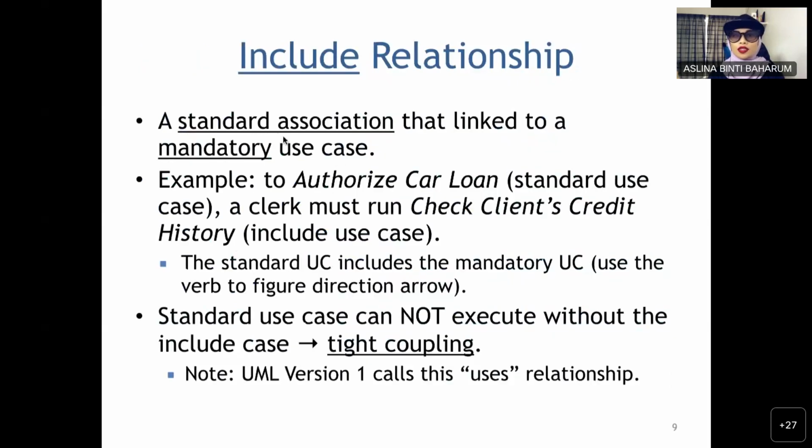Let's look further at include and extend relationships. Include is a standard association and mandatory. You should have the include relationship in your use case diagram. Example: to authorize a car loan, a clerk must run a check on the client's credit history. So authorize car loan includes check client credit history. You must check first, then only can you approve the car loan. We call this relationship tight coupling. That's why it is compulsory.